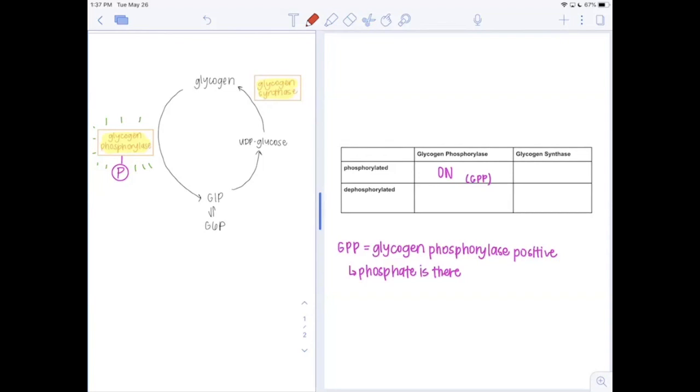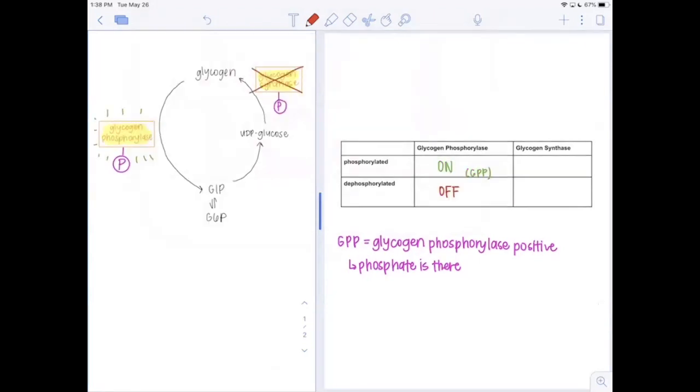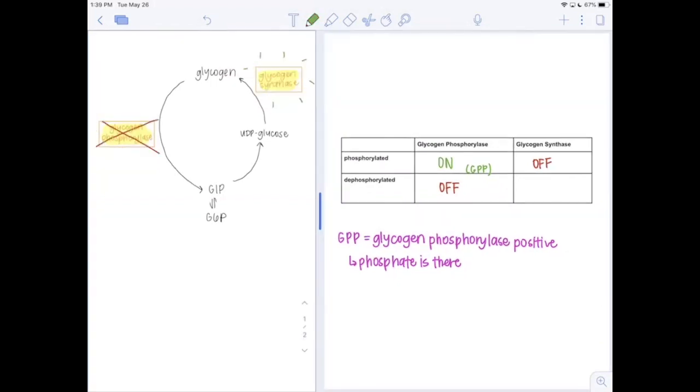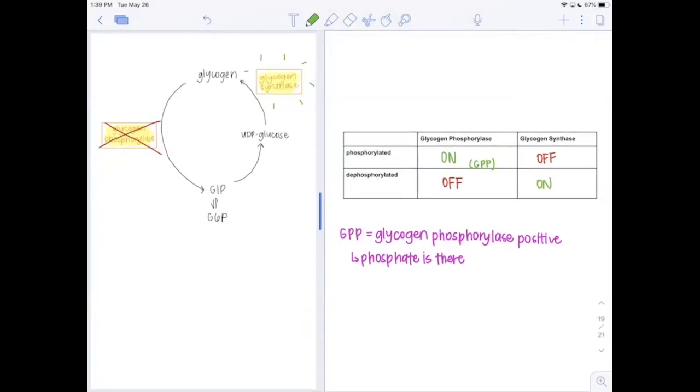A good way to remember this is GPP equals glycogen phosphorylase positive, meaning that the phosphate is there and the enzyme is on. If the phosphate is not there, glycogen phosphorylase doesn't have the positive, so it'll be off. Now, when looking at glycogen synthase, we know that through reciprocal regulation, if glycogen phosphorylase is on, then GS, or glycogen synthase, has to be off. So when glycogen synthase is phosphorylated, it will be off. If the phosphate is not there, glycogen synthase will be on, which is opposite of that of glycogen phosphorylase.